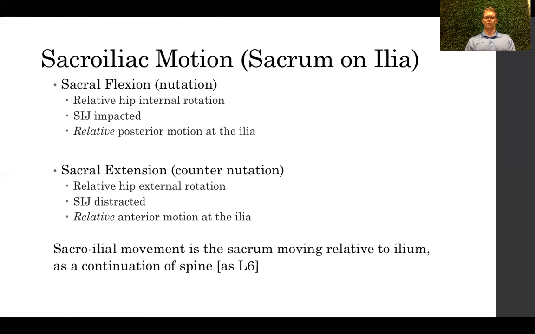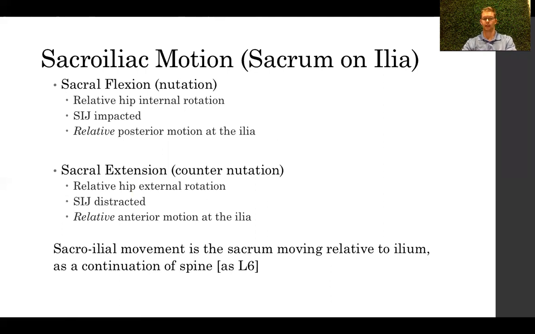When someone goes into sacral nutation, there is going to be relative hip internal rotation, the SI joint becomes more closed off, so everything gets stiffer with nutation. And then there's a relative posterior motion of the ilium. What I mean by that is if the ilium's staying stable and there's nutation here, well, this thing hasn't moved, so it's relatively posterior now. And that's a tough concept to comprehend.